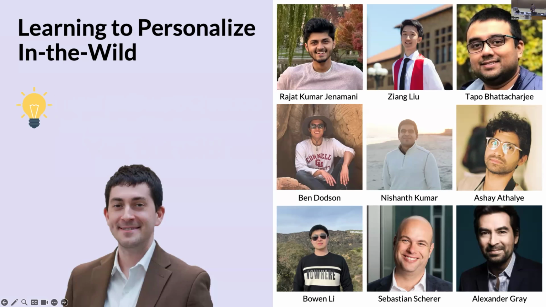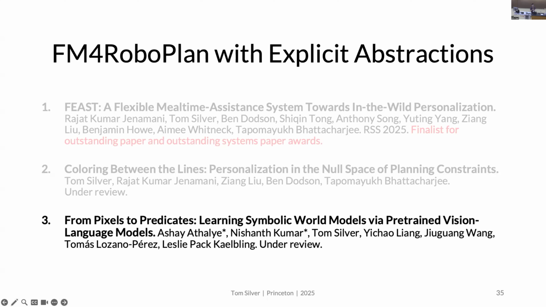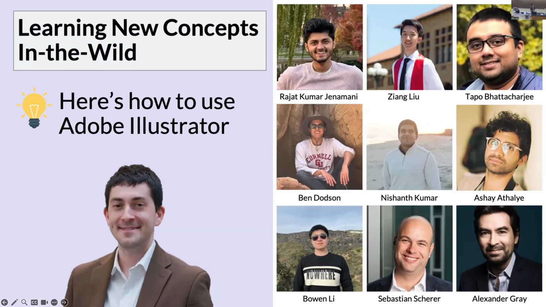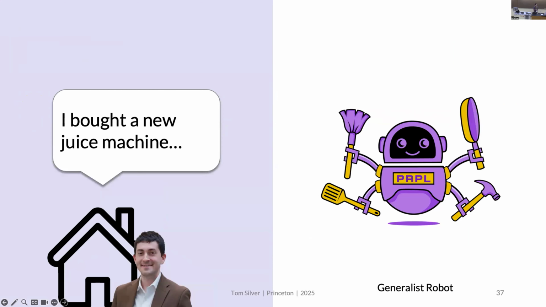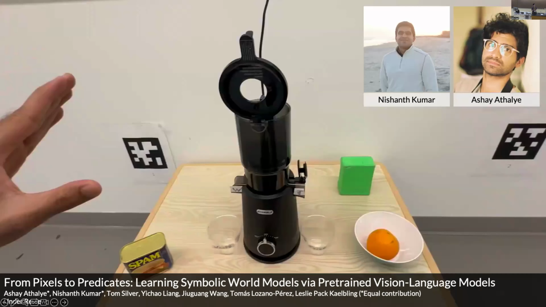But in the final projects I want to talk about today, I'm going to consider a different sort of in-the-wild learning, which is more analogous to having a robot that can learn totally new concepts in the wild. So something more like somebody teaching me how to use Adobe Illustrator. So bringing this back to an example where we have a robot that's preparing meals and serving it. Maybe one day I have a robot in my home, and I bring home a new juice machine, and I want to teach the robot how to use it.